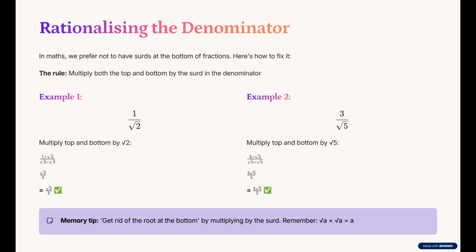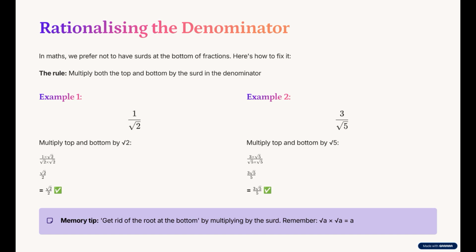Here's how we fix it. Take 1 divided by the square root of 2. To remove the surd from the bottom, multiply both the top and bottom by the square root of 2. So we get 1 times the square root of 2 divided by square root of 2 times square root of 2 equals square root of 2 divided by 2.